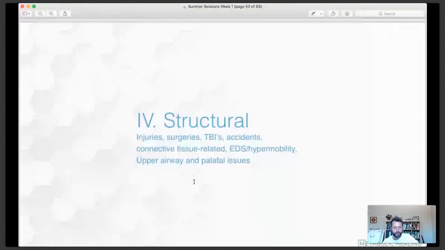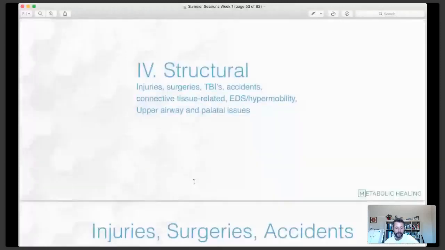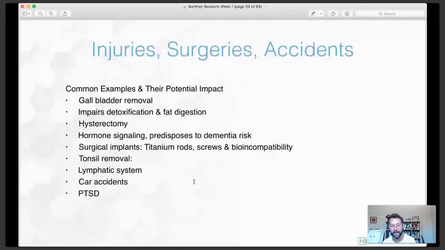Okay, so structural issues, where are we at? So we're getting through it. Connective tissue problems, EDS, injuries. We have to take inventory. Looking at the 7 mechanisms, we just want to pull these out. Has there been any injuries or surgeries? And how is that affecting them? If you forgot that the client had their gallbladder removed 20 years ago, well, maybe they need to be on bile acids. Maybe they need to have digestive support. So it's important to pull these things out.